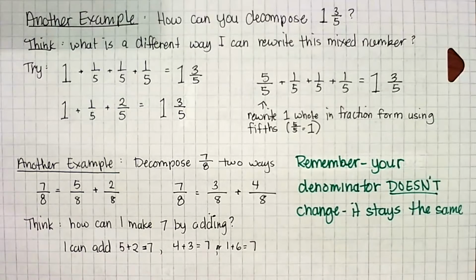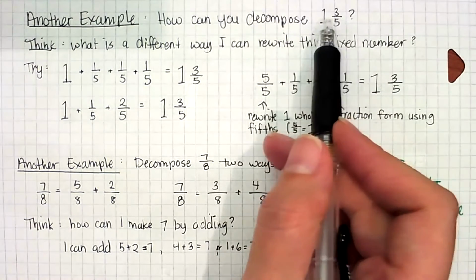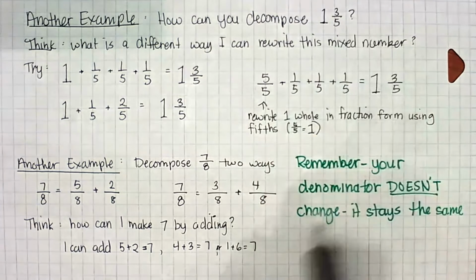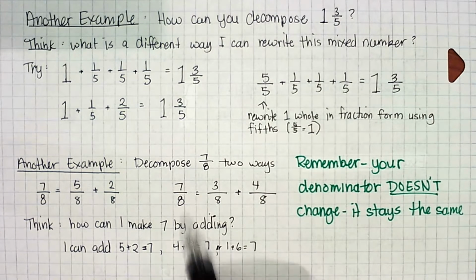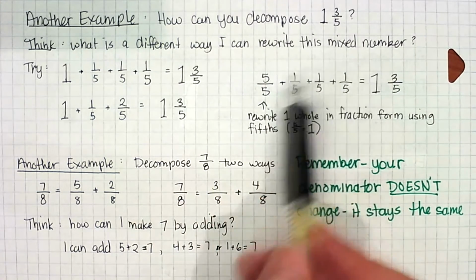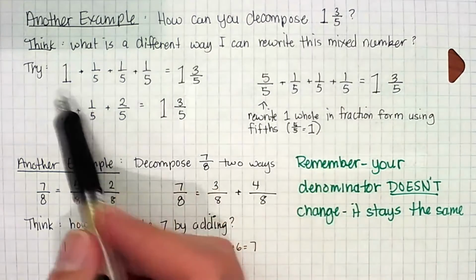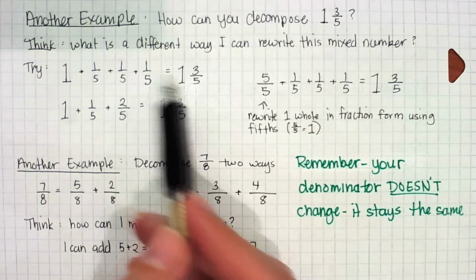Let's take a look at another example. How can you decompose 1 3/5? So this is a mixed number. Remember, we have a whole number part and a fraction part. Remember, mixed numbers are mixed. They have both kinds of numbers, whole numbers and fractions. So think, what is a different way that I can rewrite this mixed number? If I have 1 3/5, I can do my 1 whole plus 1/5 plus 1/5 plus 1/5 is equal to 3/5.